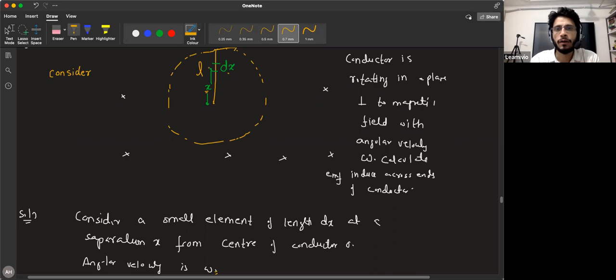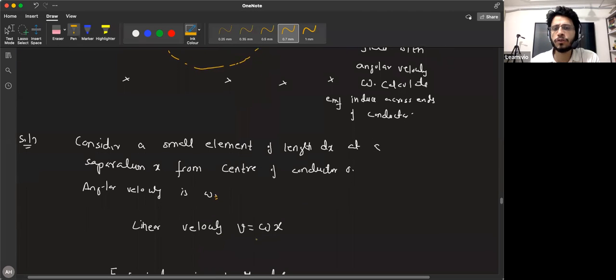Hishma, if you have angular velocity and you have the radius of the path, how will you calculate the linear velocity? Linear velocity will be angular velocity into radius of the path. Very good. So this element dx will have a linear velocity, which is omega into x.